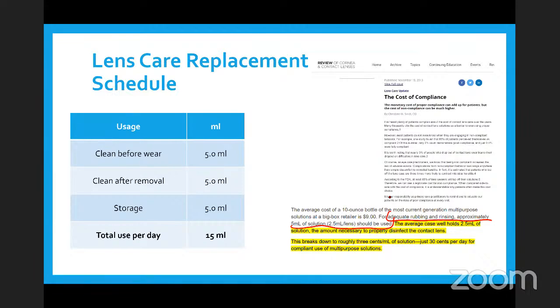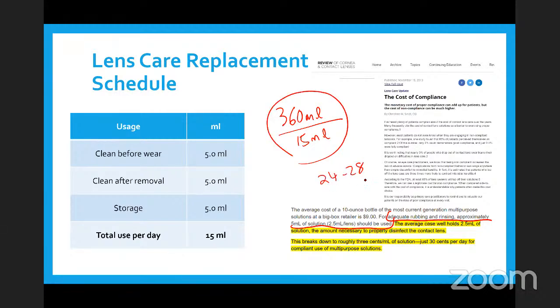So then it's a question of mathematics. If the patient is buying a 360 ml bottle and you divide it by 15 ml per day, you can do the maths, and you will end up at around 24 to 28 days for which the patient can use the solution. So how can the patient use it for 6 months or 3 months? It's not possible. It is possible only if the patient is not using it correctly. So you have to explain all these calculations to the patient and come up with a proper explanation.